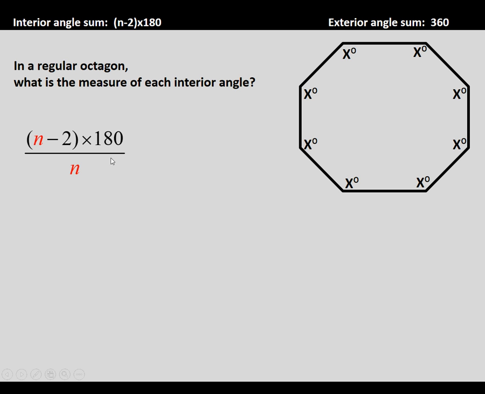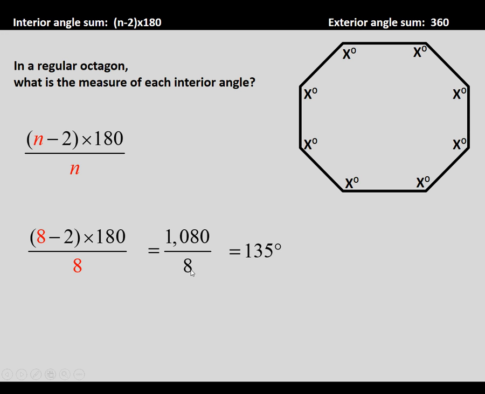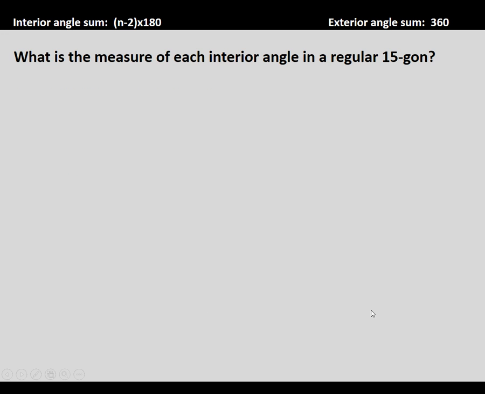If you do that right, we start off, we could use this formula. If you're a formula person, you'd prefer this. You do 8 minus 2 times 180, that's going to give you 1,080. And then we're just going to divide that among 8 angles and get 135 for each one. You can try that again with a regular 15-gon.